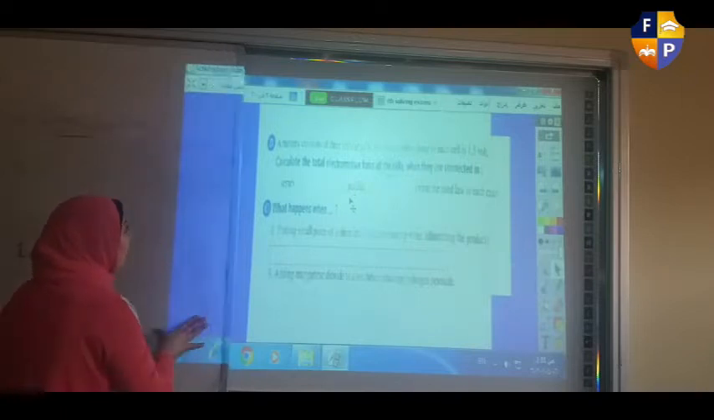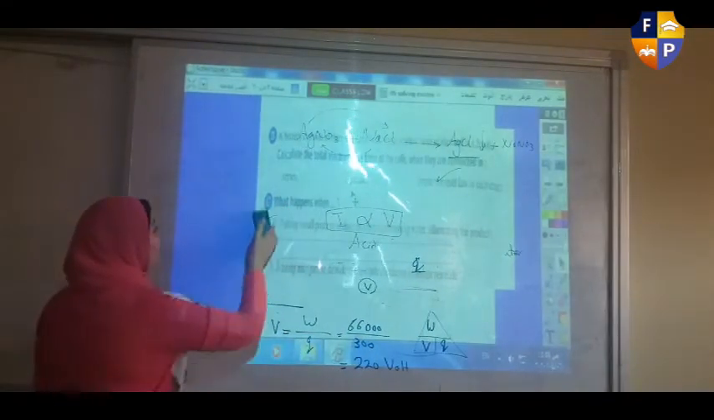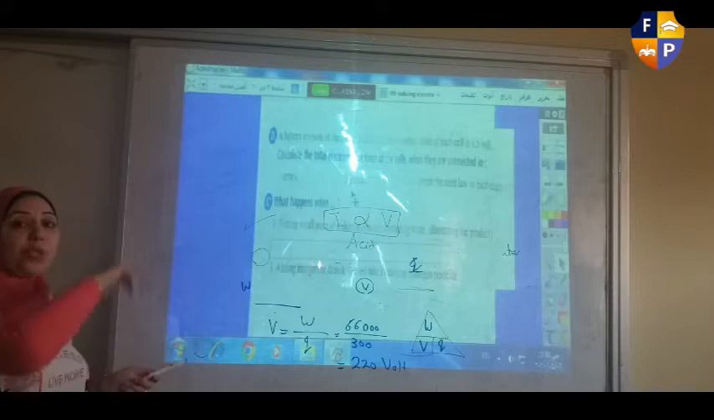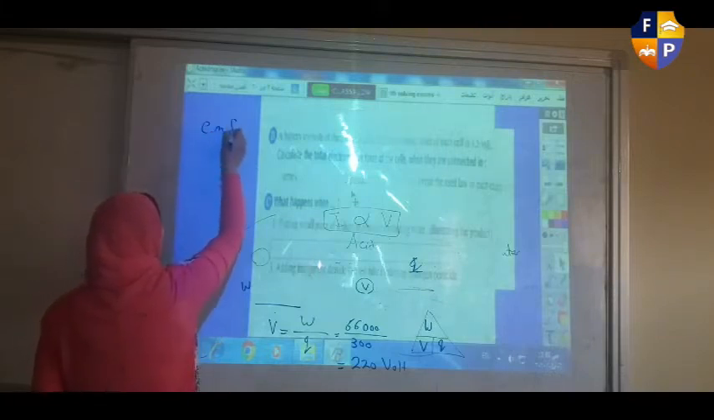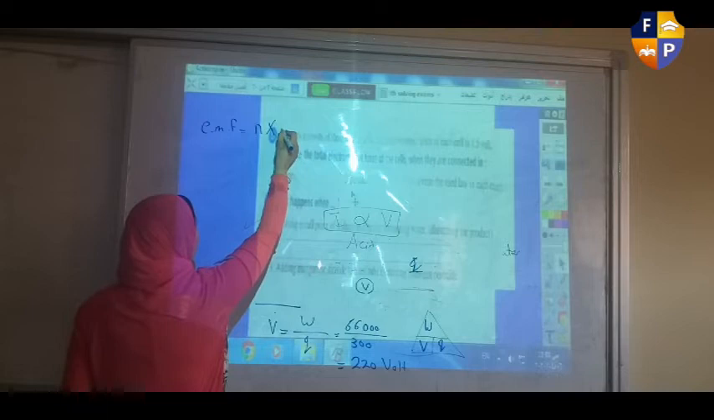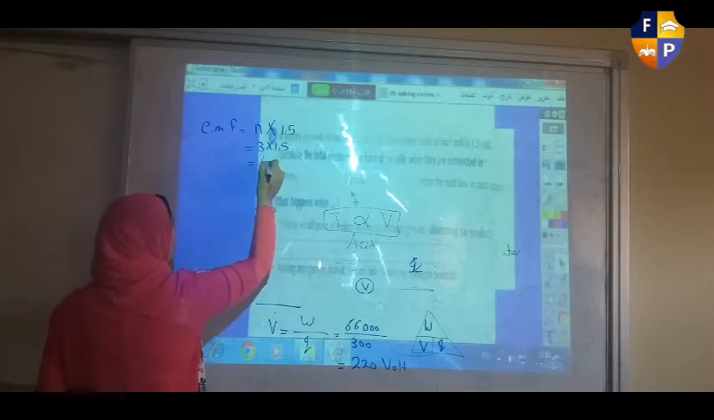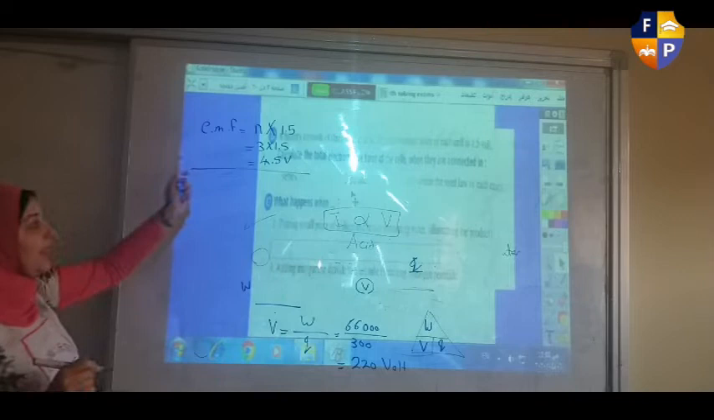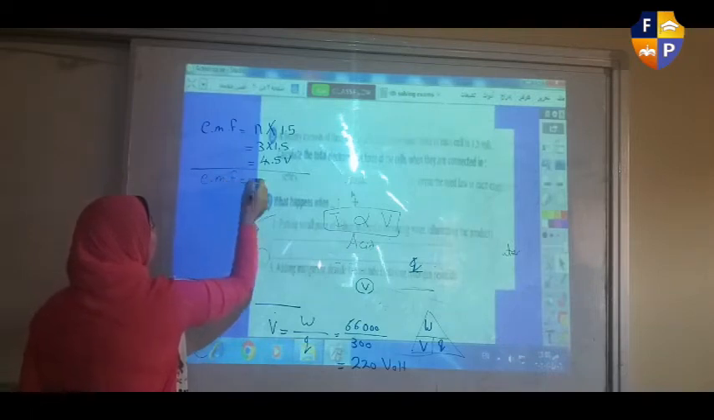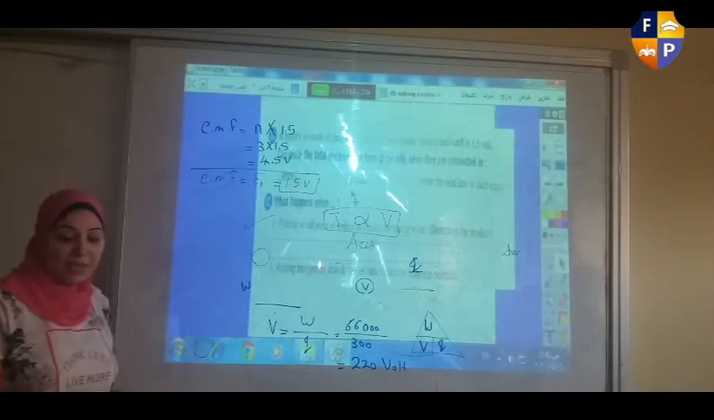Who can tell me when the 3 cells are connected in series? The electromotive force will be the maximum, and it will be the total summation of the electromotive force of all cells. So the electromotive force will be N, the number of cells, times the electromotive force of one cell, which equals 1.5. So 3 times 1.5 equals 4.5 volts when they are connected in series. When they are connected in parallel, the electromotive force equals that of only one cell, so it equals 1.5 volts only. Okay?